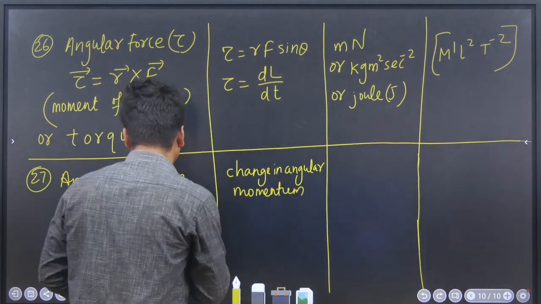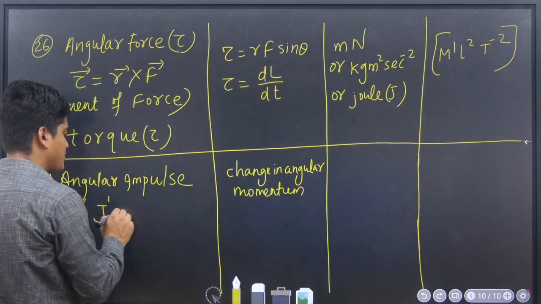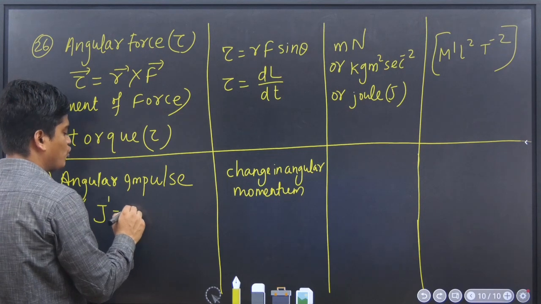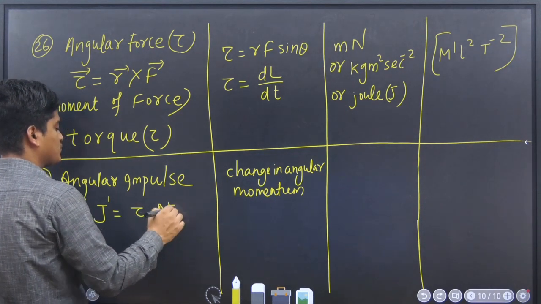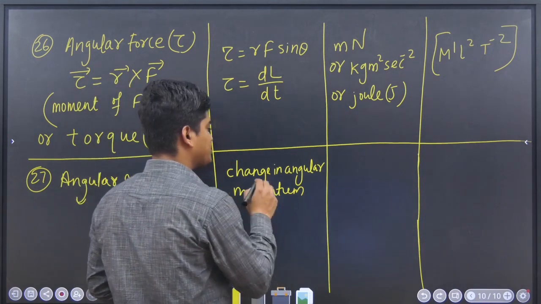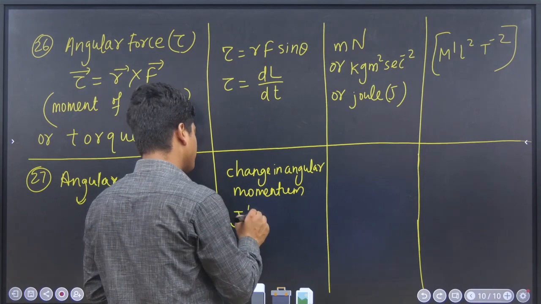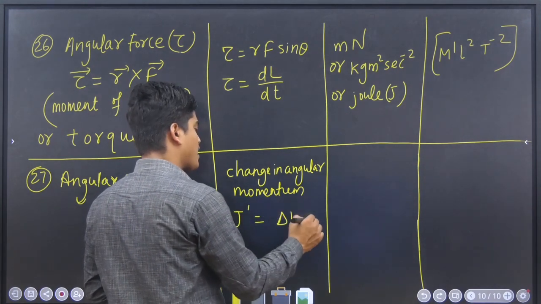Okay, and you can write, suppose the symbol I am giving is J prime. Then what will it be? Force means torque into time. So this way you can write torque into delta T is basically angular impulse, or the change in angular momentum. Or you can write J prime is nothing but change in angular momentum.